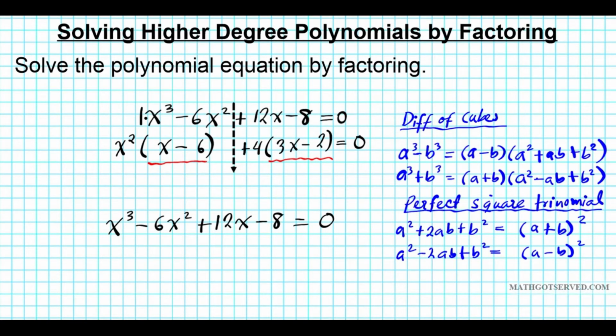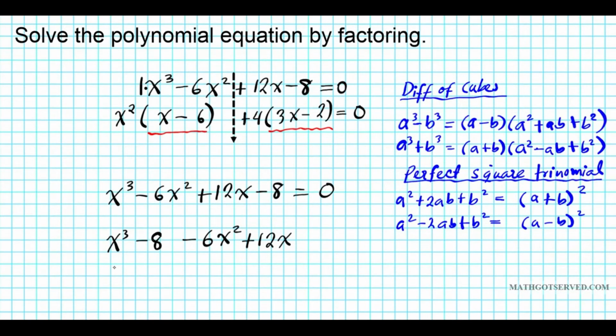So what I'm going to do is group the first and the last, x to the third minus 8, and then the middle together, negative 6x squared plus 12x. Now if you look at these two right here, we can cluster them together. What is this? This is a difference of cubes.